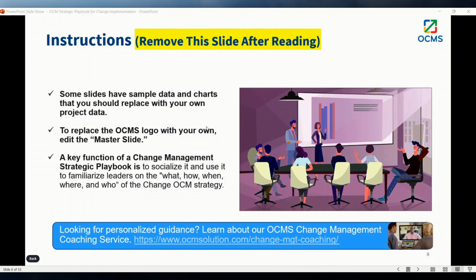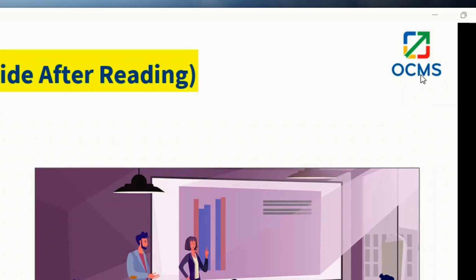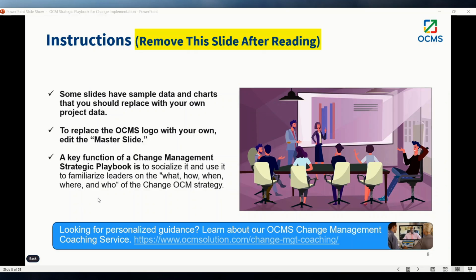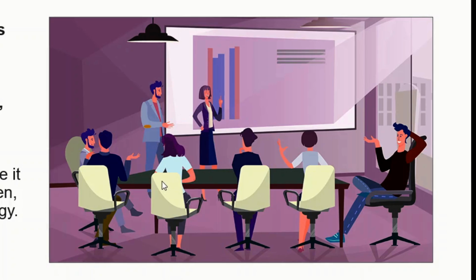So when you access this document, you notice on the top right, we have the OCMS logo. You can remove that. You can replace that with your organization's logo. It's okay. There will also be different sections within the document that include sample slides and sample data, and you can obviously replace those with specific slides, specific charts, and specific images for your organization. You don't have to use the sample images like this one that we are looking at here on this slide.